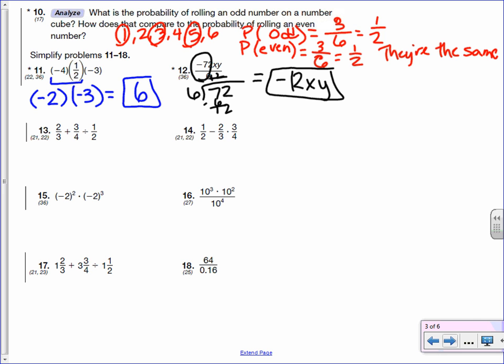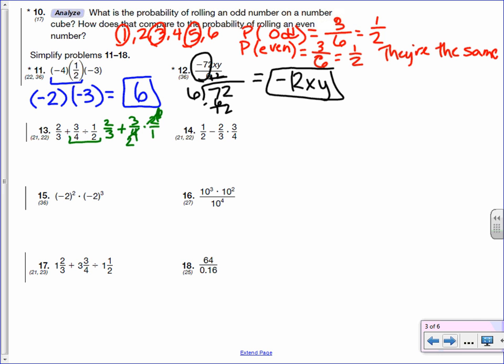In number 13, we have order of operations with fractions. So according to Please Excuse My Dear Aunt Sally, I need to do the multiplication and division first. So when I divide fractions, what it turns into is multiplying by the reciprocal. So 3/4, instead of divided by a half, it's times the reciprocal of 1/2, which is 2/1. And then I can say, well, 2 and 4 can each be divisible by 2. So 2 divided by 2 is 1, and 4 divided by 2 is 2.